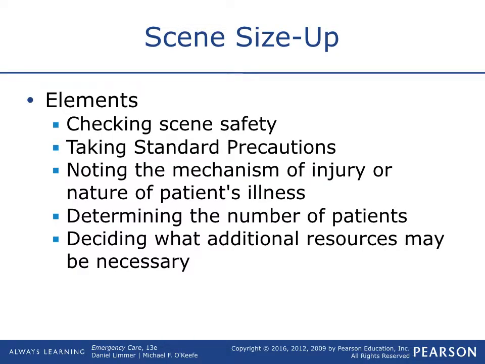So, the elements: checking scene safety, taking standard precautions, noting the mechanism of injury or nature of the patient's illness, determining the number of patients, and deciding what additional resources may be needed. First thing is you're checking scene safety. You're examining the scene, minimizing dangers, planning ahead. When you go into a house, you don't know what dangers you're walking into, and on the highway, you've got all kinds of stuff.